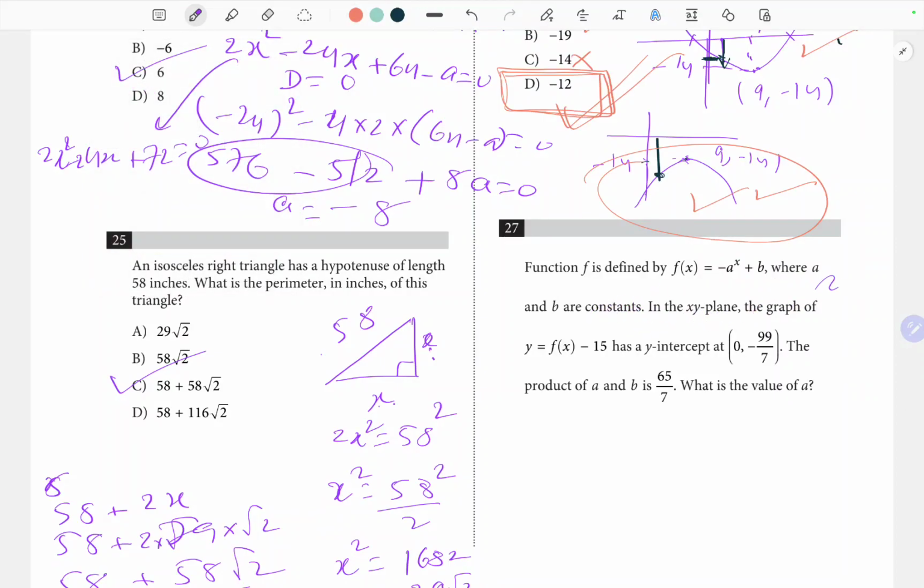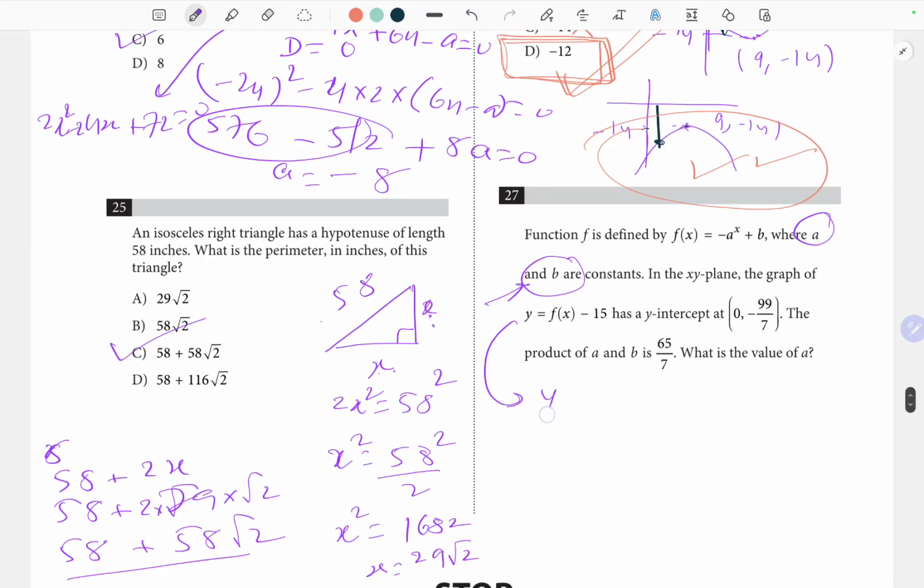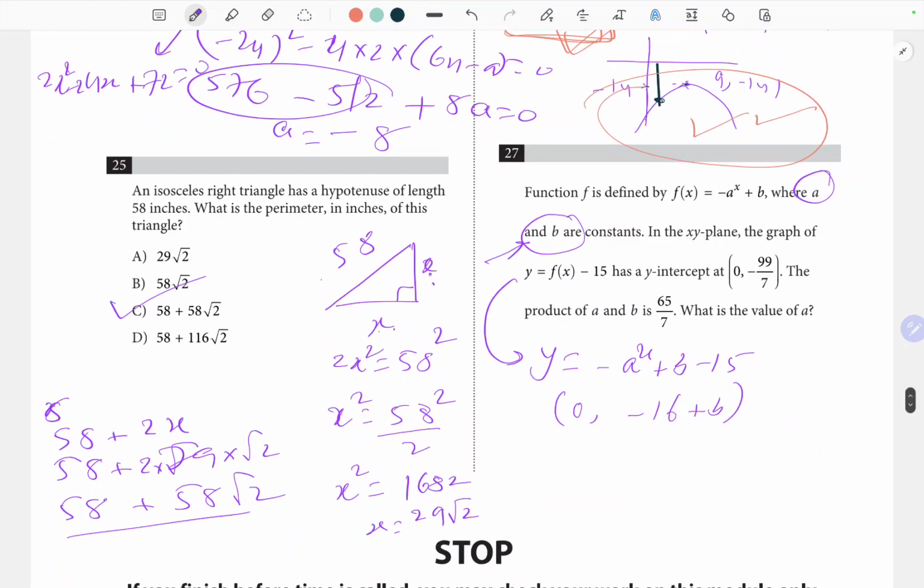A function is given. These conditions are very important, guys, whether it is constants or positive constants or negative. So we have to focus more on these kinds of constants. In the xy plane, the graph has y-intercept. First of all we can form y equals minus a to the power x plus b, and minus 15. When we put x equals 0 here, then minus a to the power 0, so minus 1 plus b minus 16, so minus 16 plus b I will get.